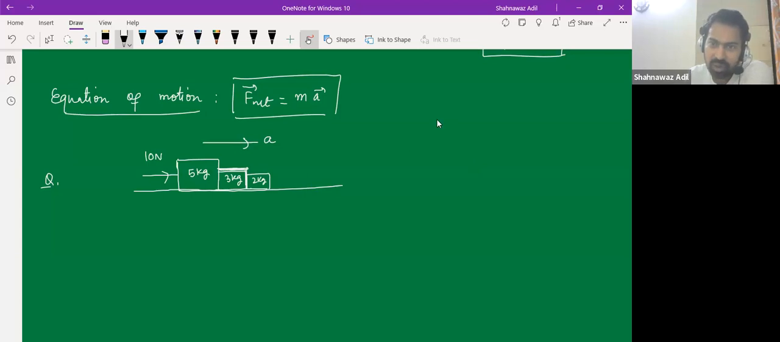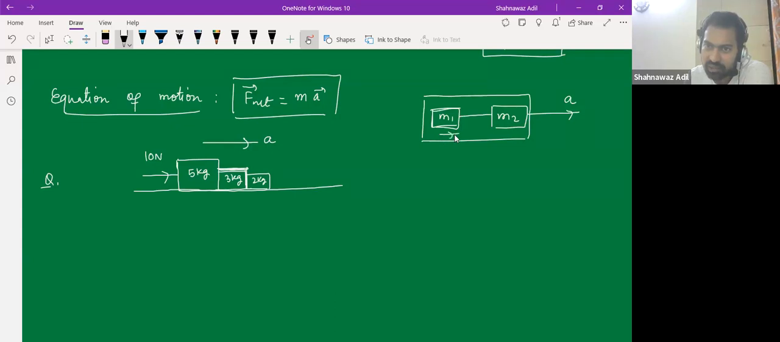I forgot to tell you about this also: let's say you have this object m1, and then you have this object m2. If these are connected and you are accelerating them, they will accelerate with the same acceleration. If they are connected with some string, the string will have tension, but they will experience the same acceleration. Is this okay, everyone? Yes, sir.